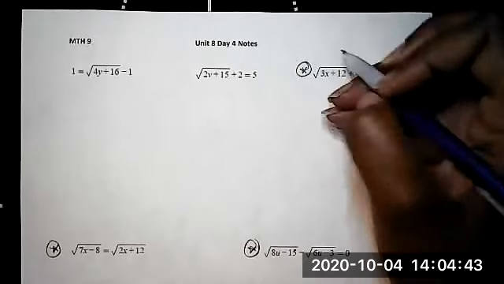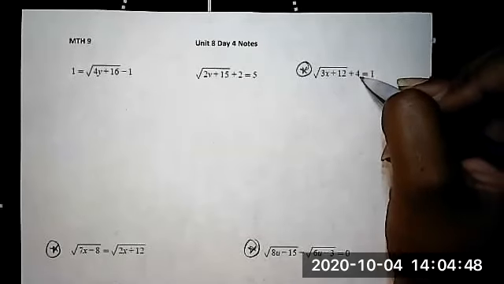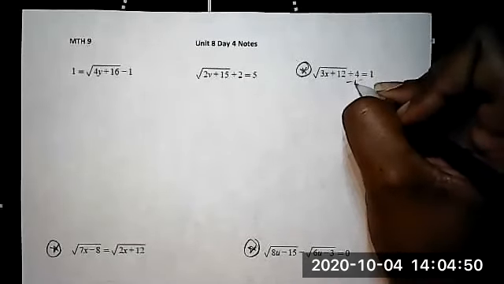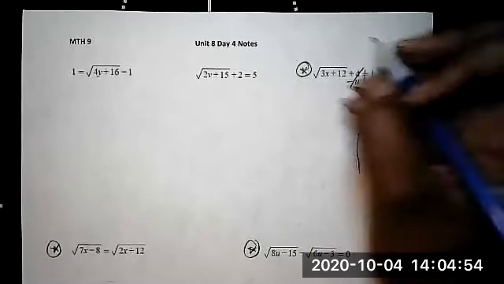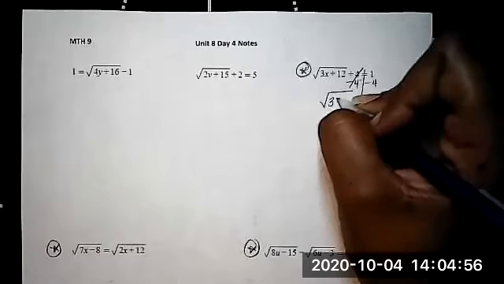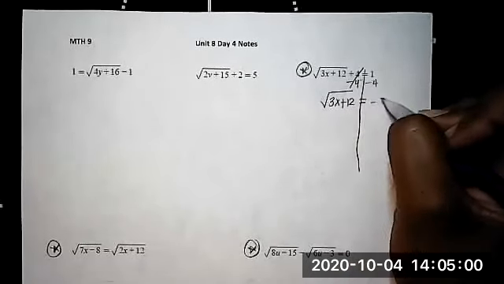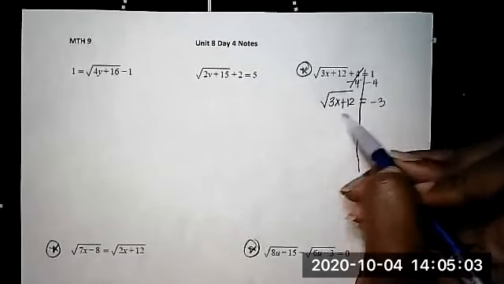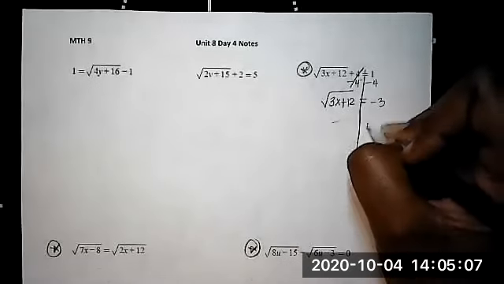For this one, again, you're getting the square root on the side by itself. So we have this extra 4 here. I'm going to subtract 4 from both sides of my equal sign. We're going to cancel that out. This becomes the square root of 3x plus 12 equals, again, negative 3. Square root equal to a negative number, no solution.